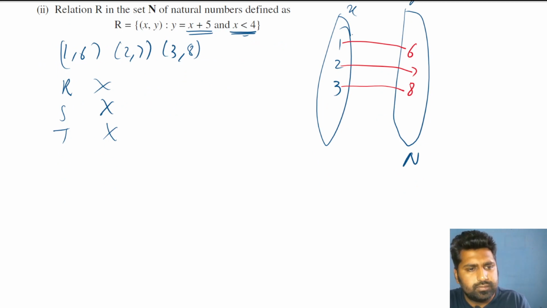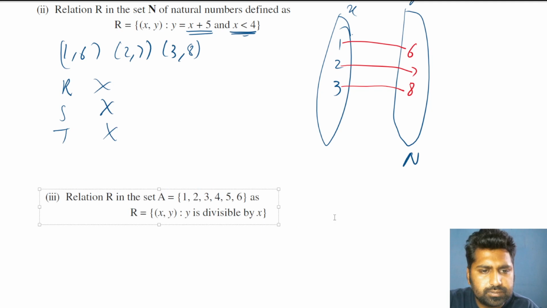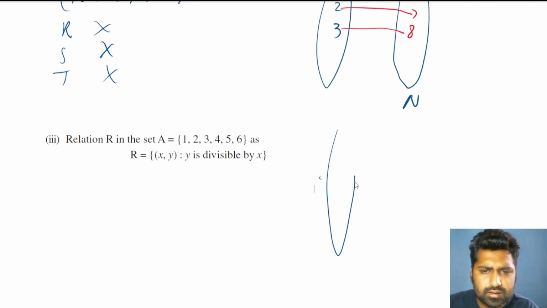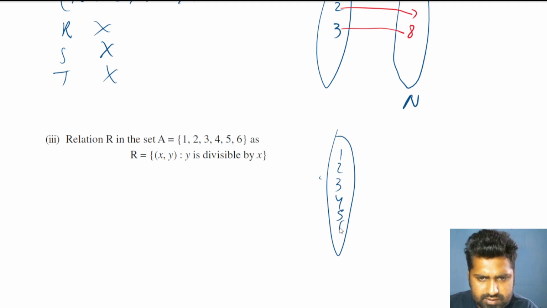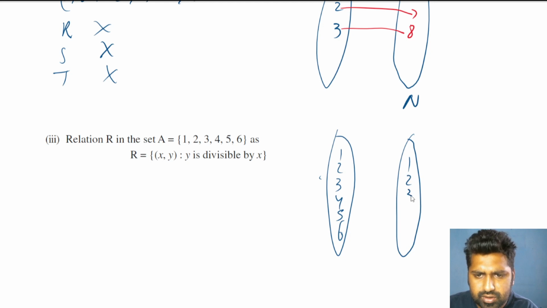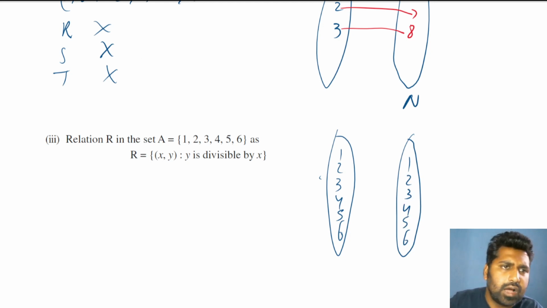All right. Next question. Another relation. This time the set is defined from 1 to 6, 1 2 3 4 5 6. So this relation is defined in set A, meaning both x and y should be 1 2 3 4 5 6. And now you have to join the relation x comma y such that y is divisible by x.